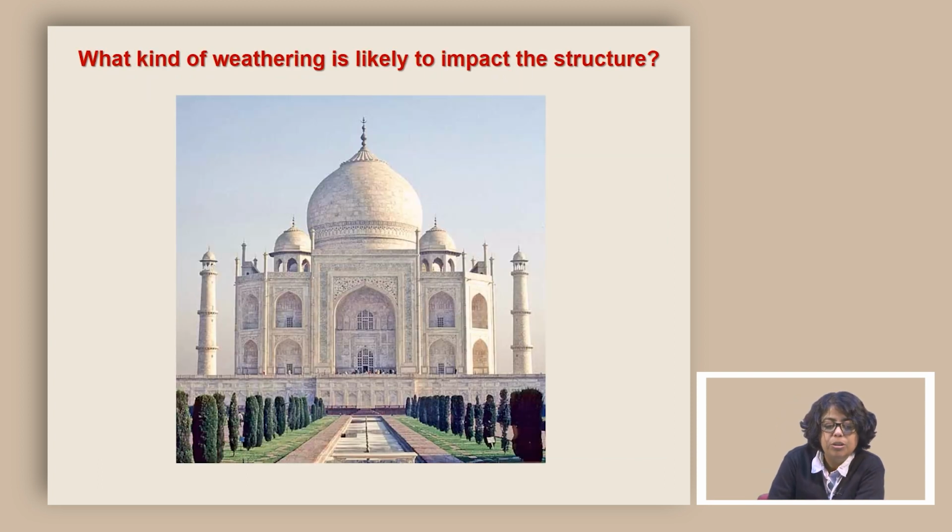This is a question which asks what kind of weathering is likely to impact this structure. Now, this is the Taj Mahal, as we all know, and it is made up of calcium carbonate. Calcium carbonate is one of the most reactive materials that we find in nature, and it reacts to acid. Now, what is the most common acid that we find in nature?